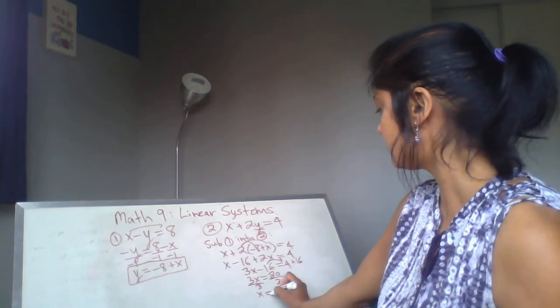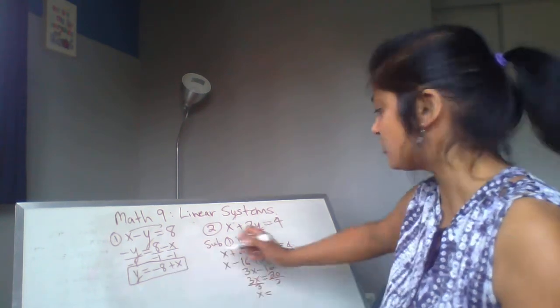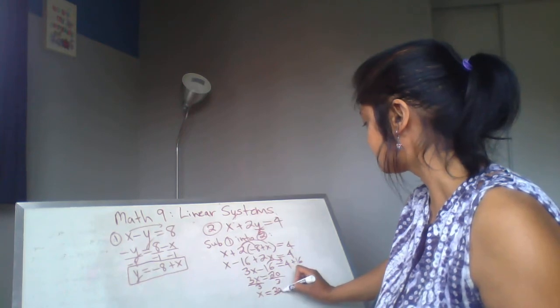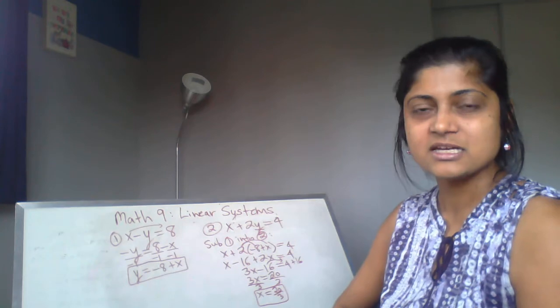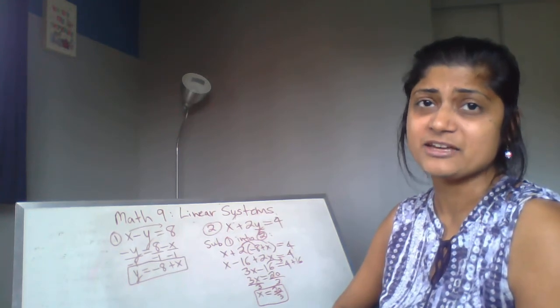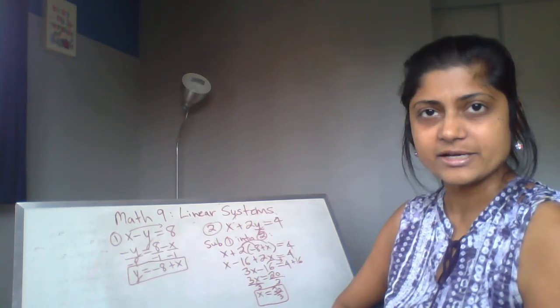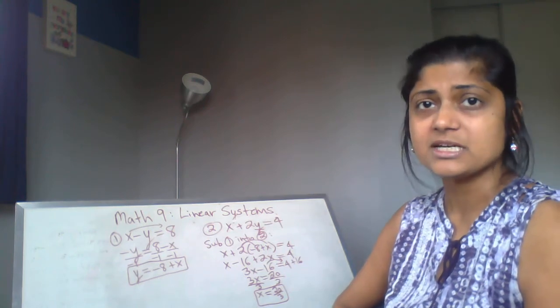So this is the value for x now. I'm getting 20 over 3 as my final answer for x. So again, I notice here I am getting a fraction, which is all right. Just make sure you leave it as a fraction.